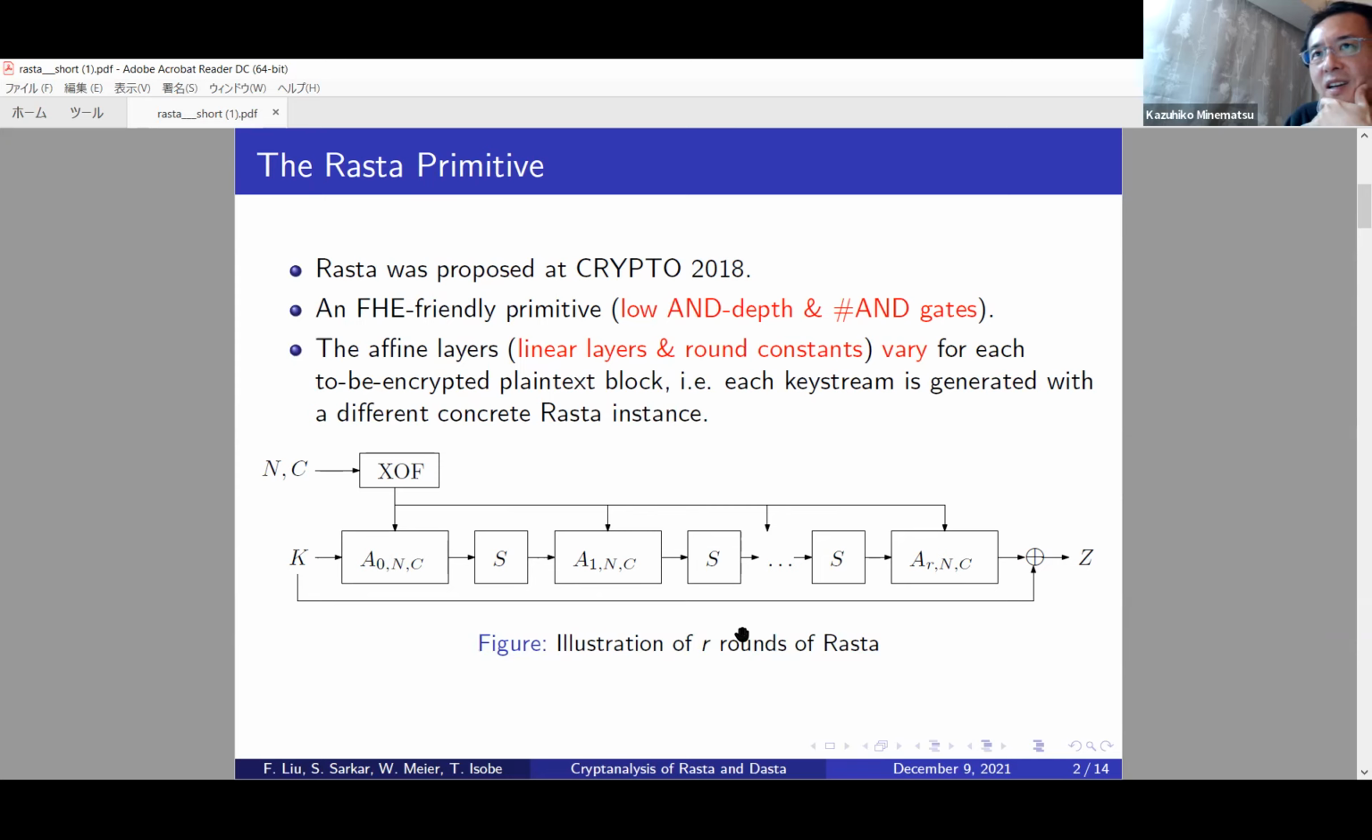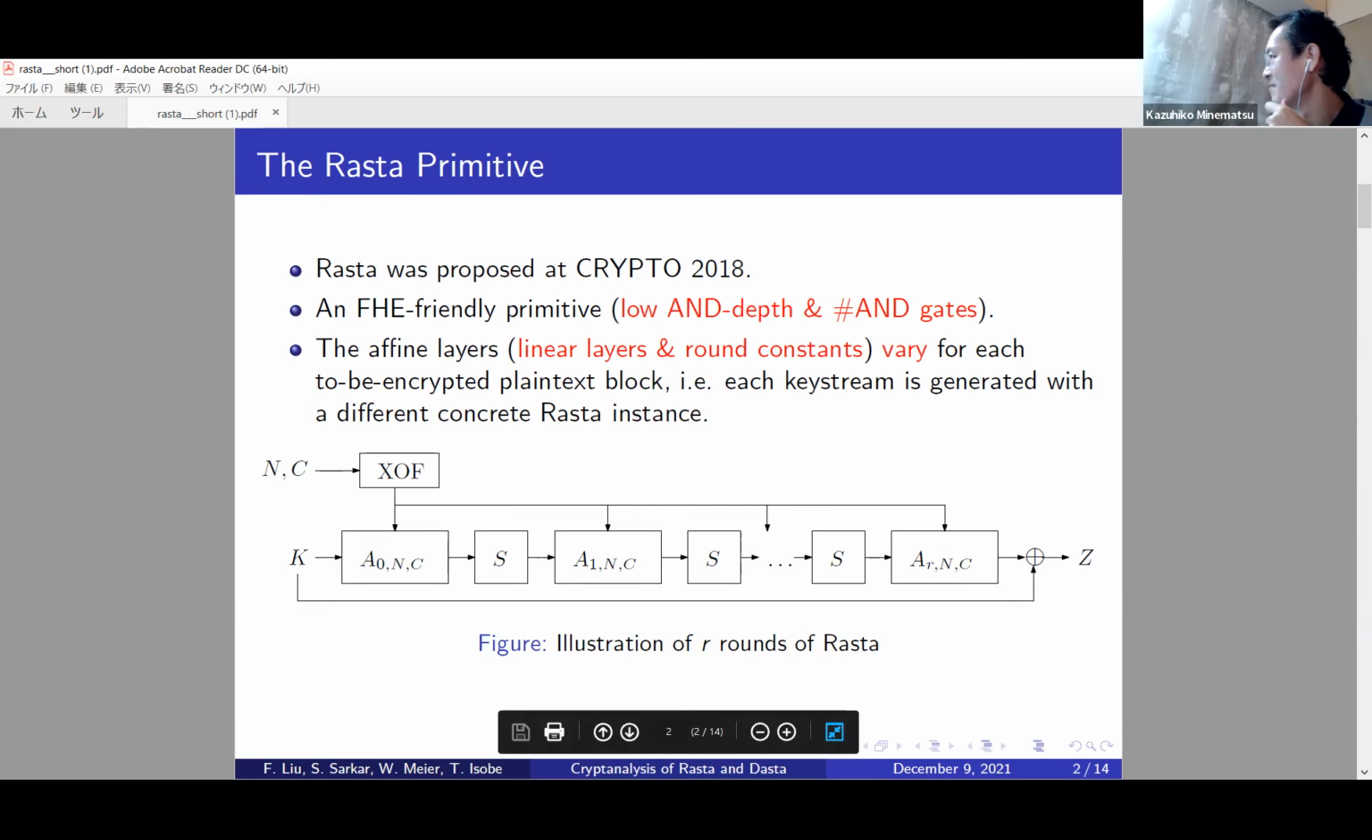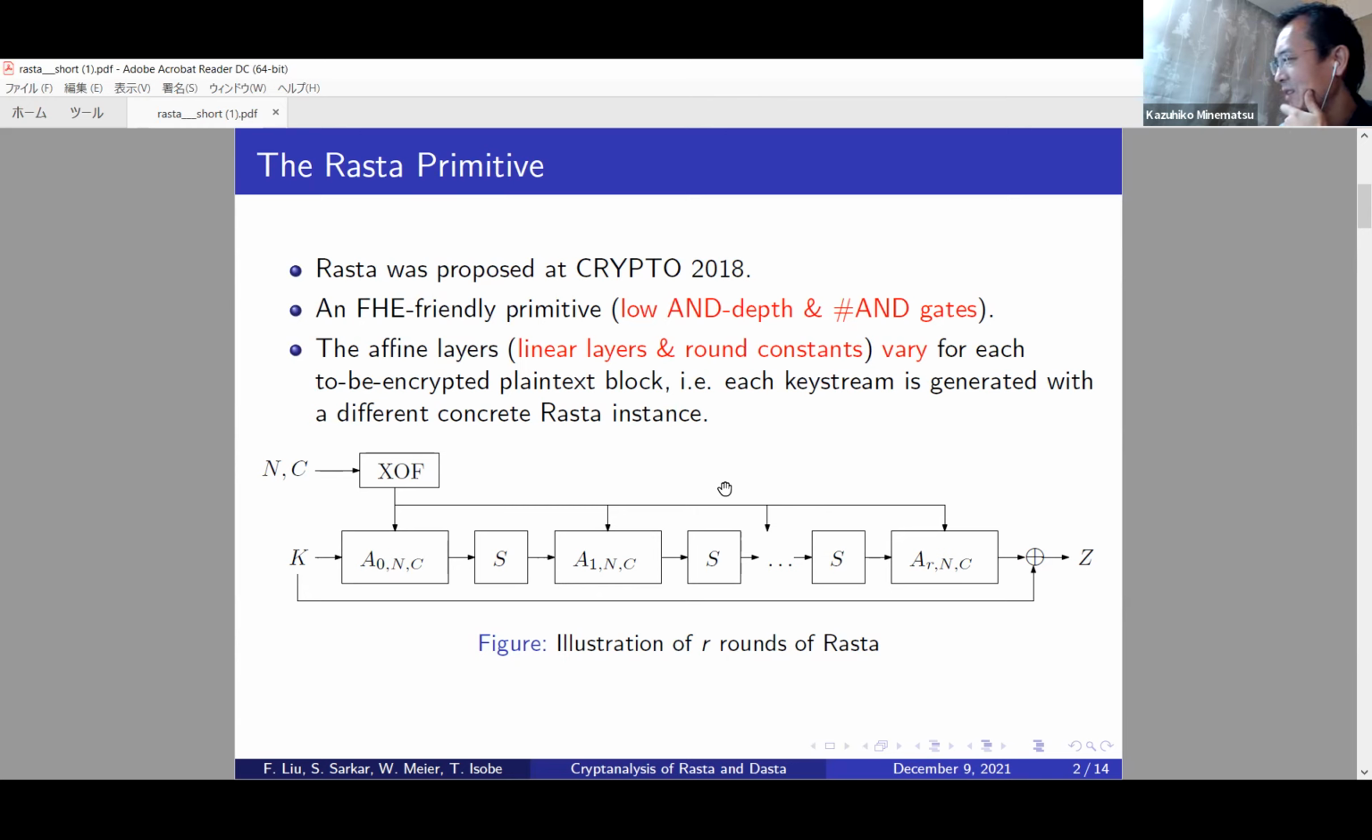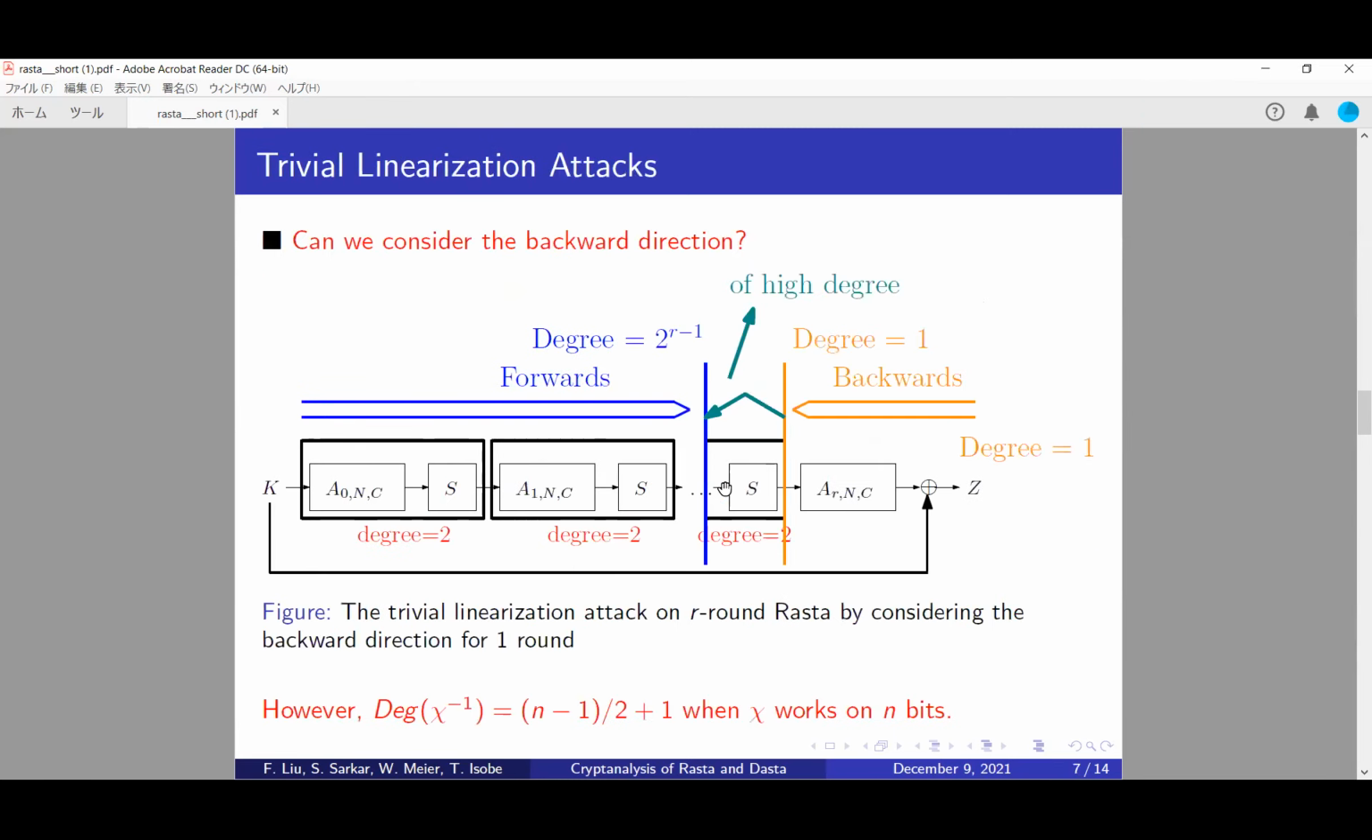Maybe I'm not an expert in this area, but it seems that one of the points of Rasta is that the backward direction has a very high degree compared to the forward direction, and that's a design rationale, and I think it's also effective in thwarting attacks in general.